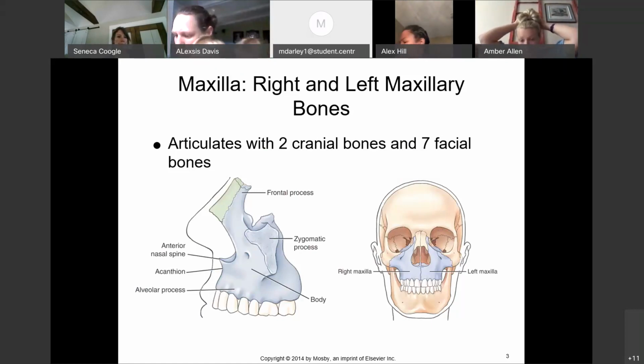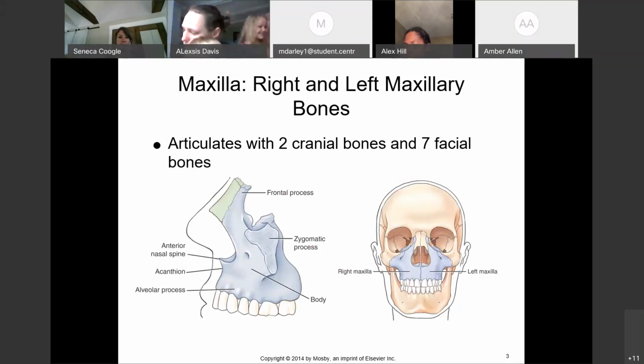The alveolar process is inferior to the body of each maxilla. So it's the one towards the bottom where all your teeth sit. At the anterior nasal spine, the two maxilla are solidly united in the midline here. Okay.